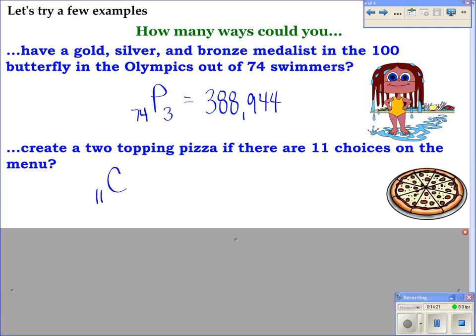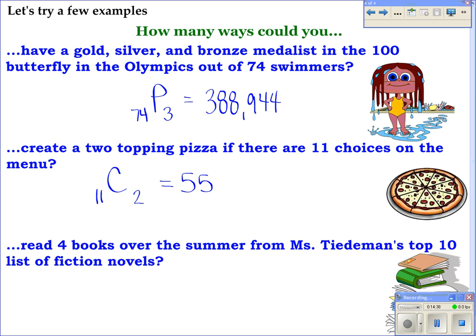We have 11 here, and you're choosing 2 of those 11 options. Putting that in your calculator tells you that there are 55 different pizzas that you can make if there's 11 choices and you get to have 2 toppings. Last one.